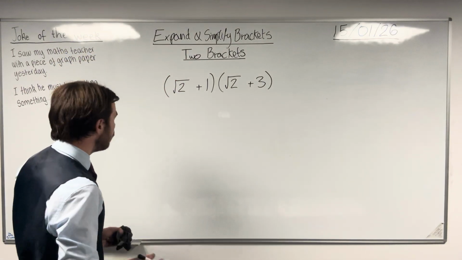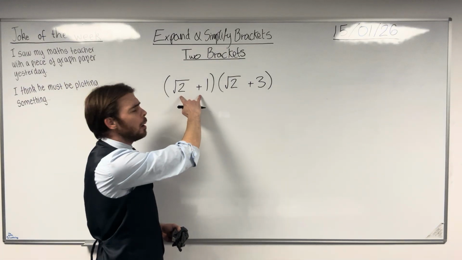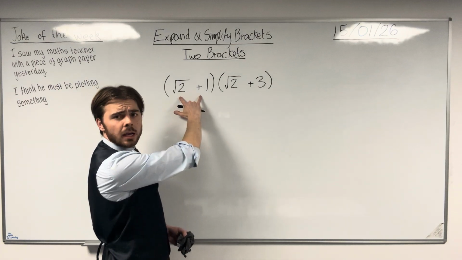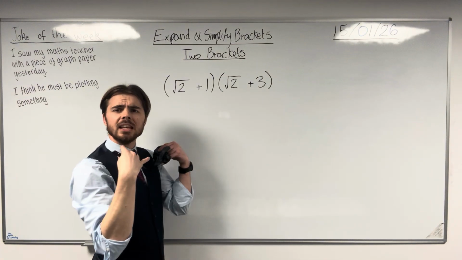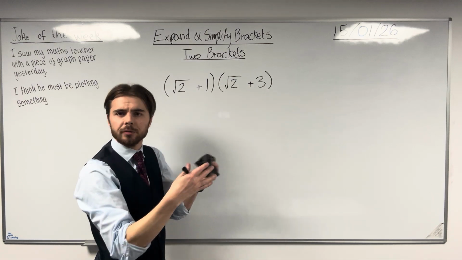So what you have to think is I need to multiply everything in this bracket with everything in this bracket, okay? Now, because there are two things, that means we need four things out of it. And that's a way you can double check you've multiplied everything by everything.